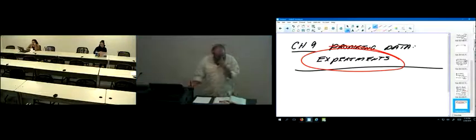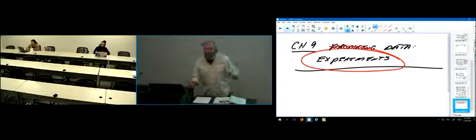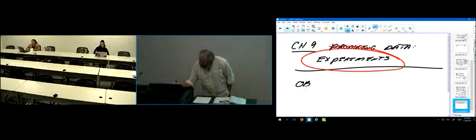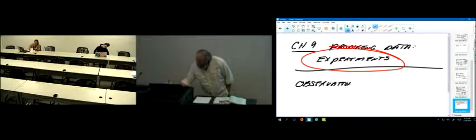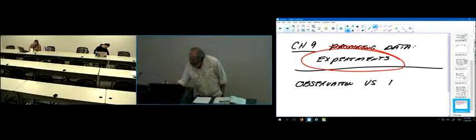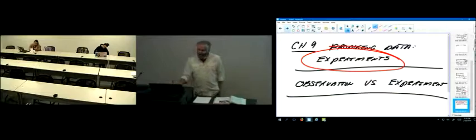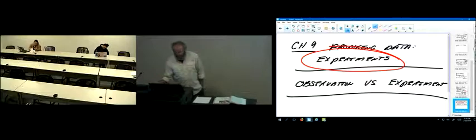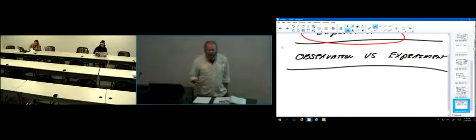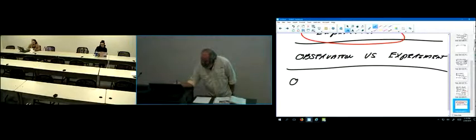So, here's where we're at. To start with, there's two things. There's something called observation versus experiment. Not the same thing. Okay? So what we think about is something called an observational study.